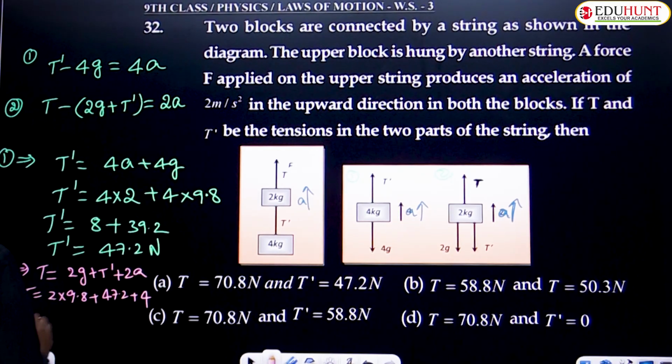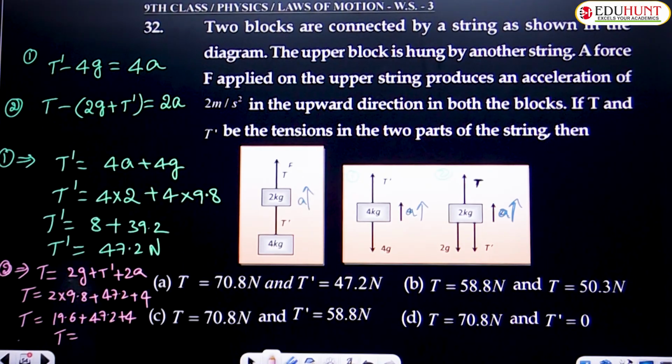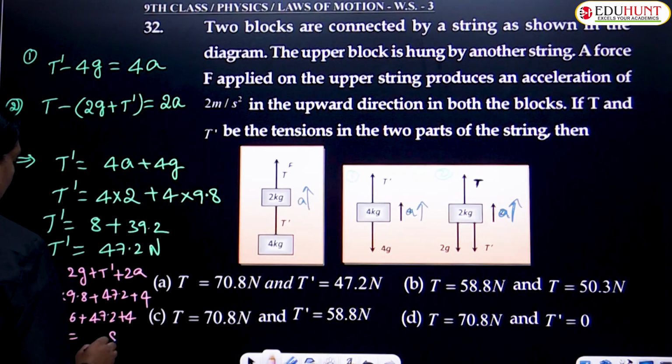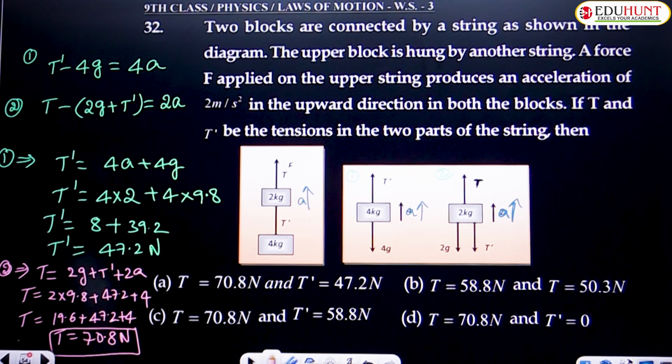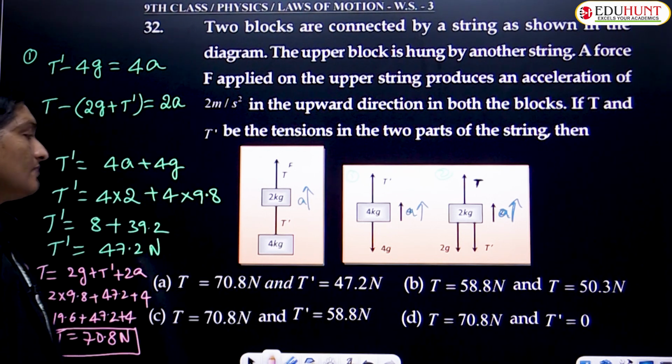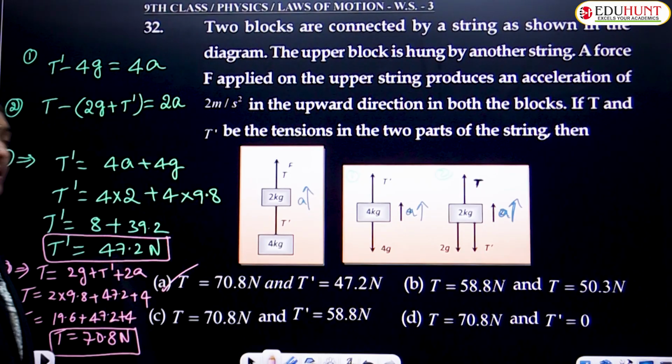Or T is equal to 19.6 plus 47.2 plus 4. Or the value of T is found to be, so 6 and 2 you have 8, and here we have 9 and 7 is 16 and 4 is 22. 2 is carried, so here 4 5s, 70.8 newtons. Hence the value of T is found to be 70.8 newtons and T dash is found to be 47.2 newtons. Hence no doubt option number A must be true.